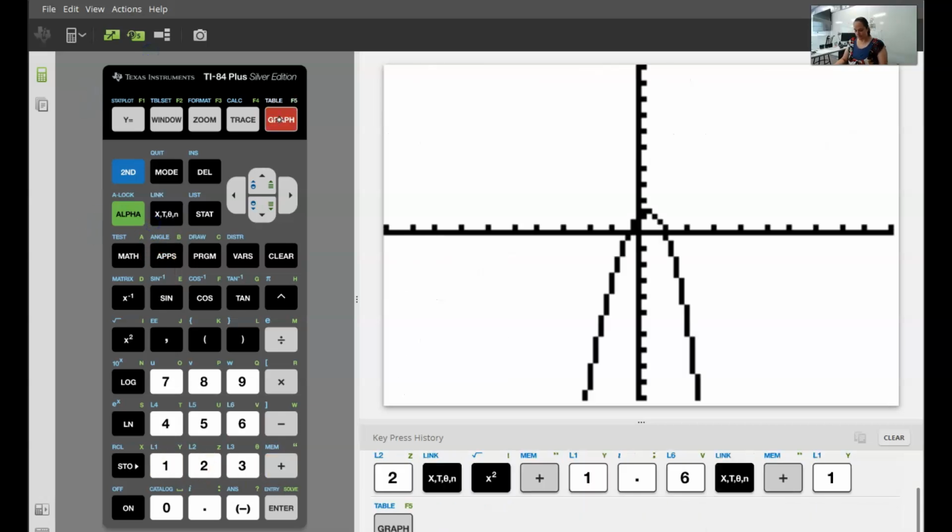And let's graph it. Now, if we look at this, the problem specifically says find a window to show a complete graph. Really quickly, complete graph means it shows all the intercepts, all the maximums, and all the minimums. We know that this is a cubic from the equation, and we know what a cubic looks like, and that doesn't look like a cubic, it looks like a quadratic. So we need to expand our window so we can see the whole thing.